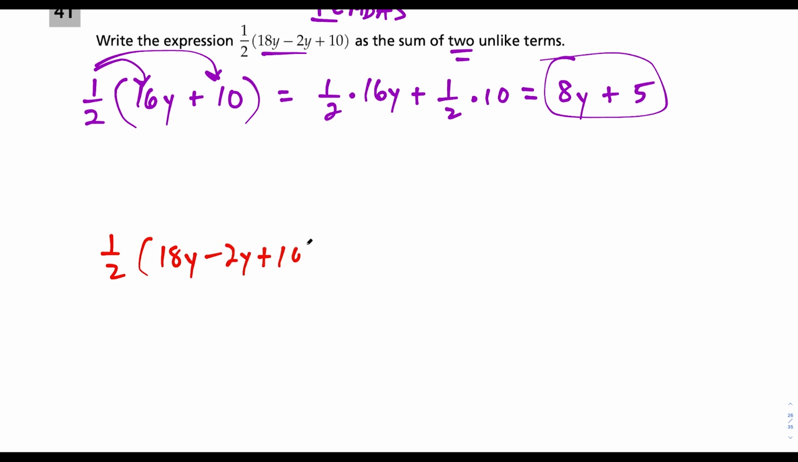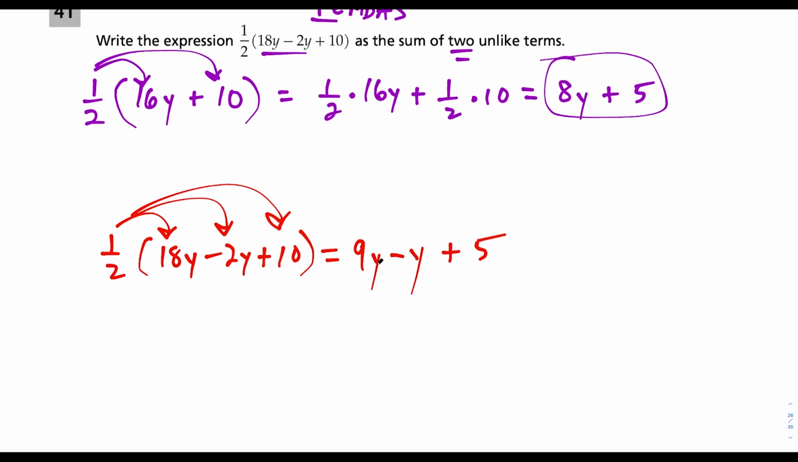Now, just know another option here is we could start off with the original expression and distribute the 1/2 to all 3 terms like this, and then combine like terms after we distribute. If we do it this way, 1/2 times 18y is going to give us 9y. 1/2 times minus 2y is going to give us minus 1y, since a positive times a negative is a negative. And then we have plus 1/2 times 10, which is 5. If we combine like terms here, 9y minus, there's an invisible 1 in front, minus 1y, that's going to give us 8y plus 5. So either way, we get 8y plus 5.